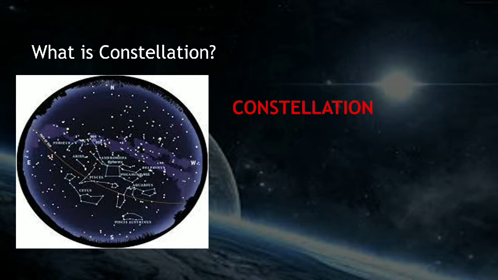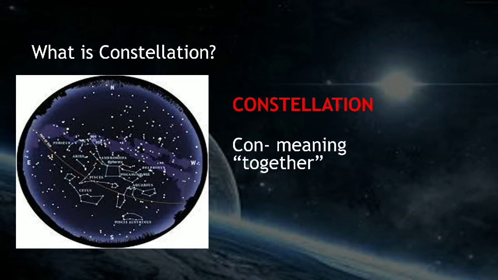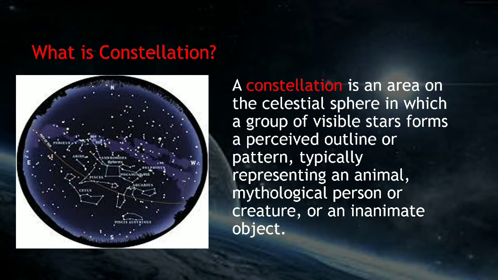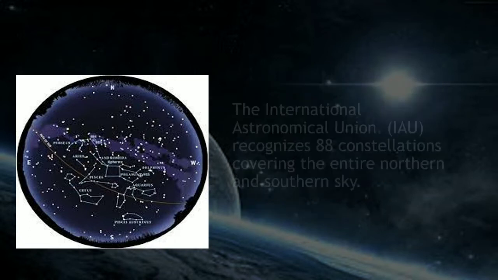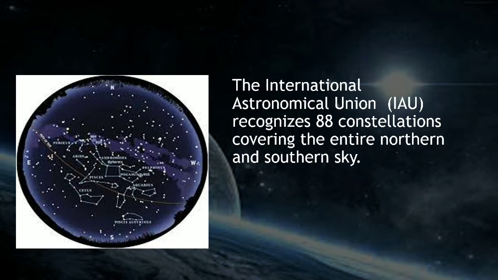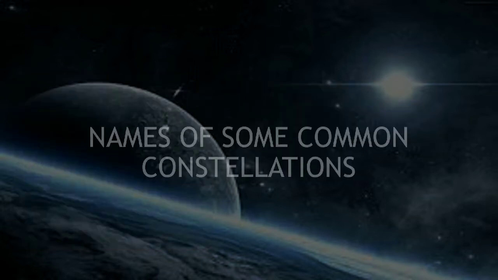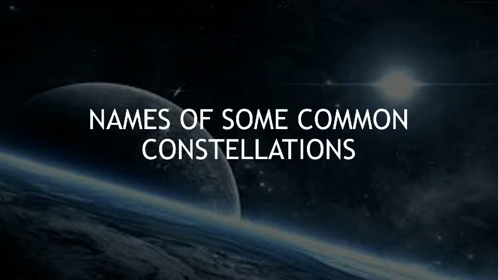Constellation came from the word con, meaning together, and stella, meaning stars. A constellation is an area on a celestial sphere in which a group of visible stars form a perceived outline or pattern, typically representing an animal, mythological person or creature, or an inanimate object. The IAU recognizes 88 constellations covering the entire northern and southern sky. Here are the names of some common constellations.